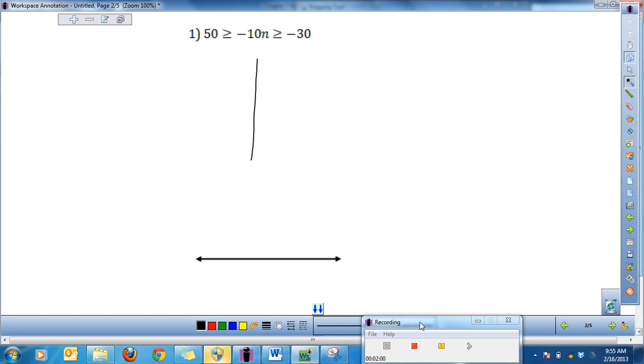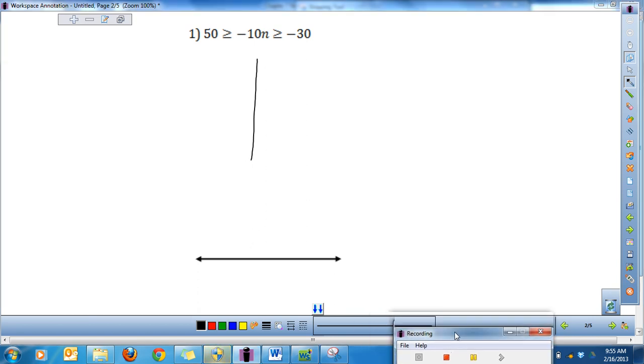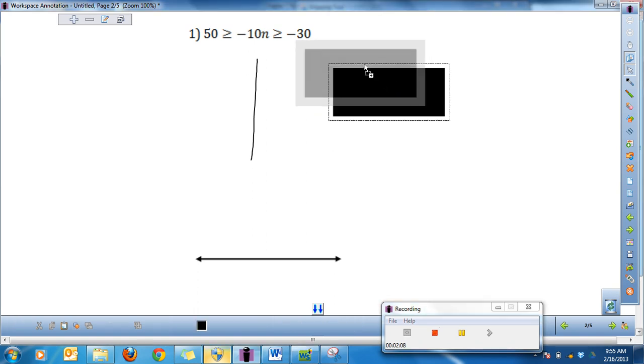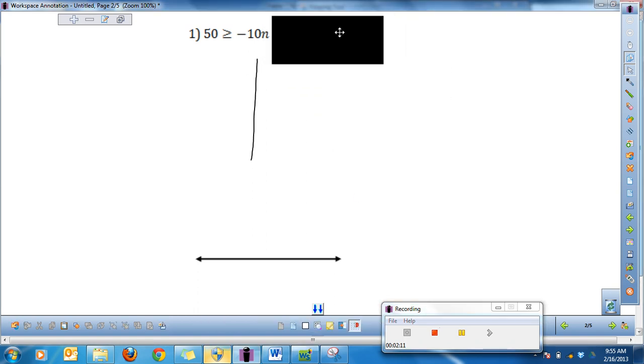Now, one of the easiest things for you to do is cover up the other side of the equation and just read one of the sides. So, I'm going to use this box. You can use your hands. I want you to cover up the right-hand side. Now we just have one inequality symbol. So I'm going to rewrite that. 50 is greater than or equal to negative 10n. That is my first equation.